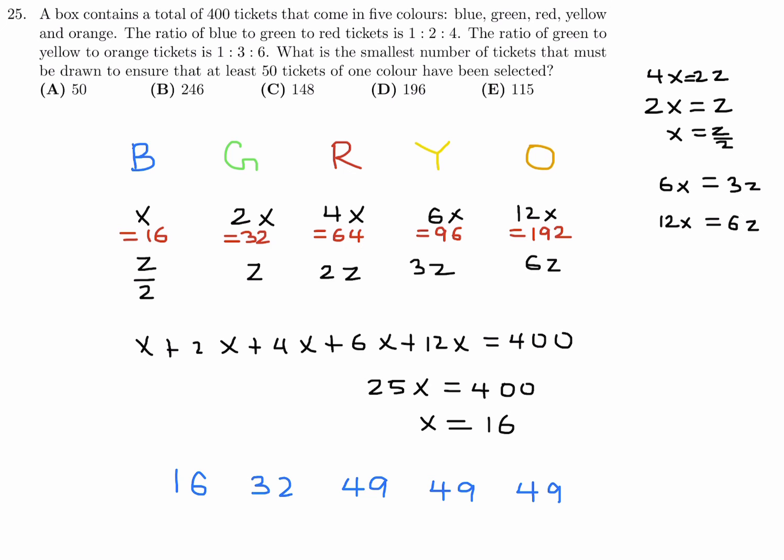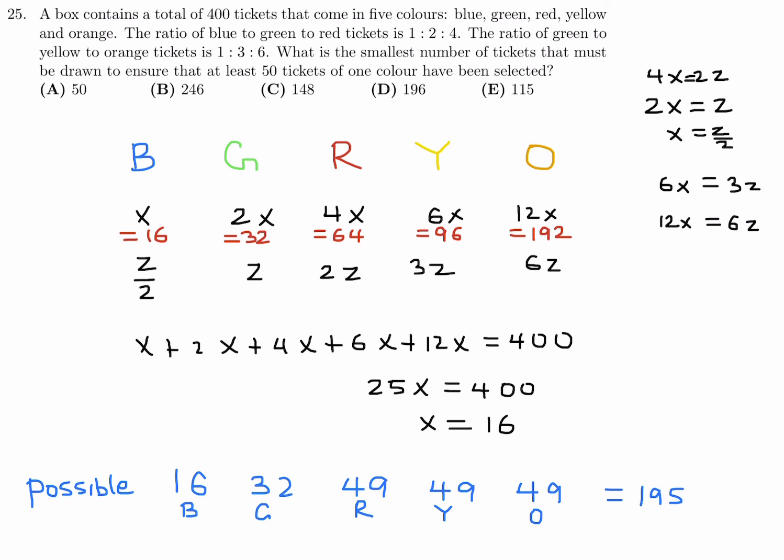This scenario does not produce 50 of the same color. You see what I mean? So this scenario is possible. And we have to look at any extreme case scenario where it's possible to not have 50. This is a possible scenario where I chose 16 blue, I chose 32 green, 49 were red, 49 were yellow, and 49 were orange. So let's add these up, and when you do, you get 195.